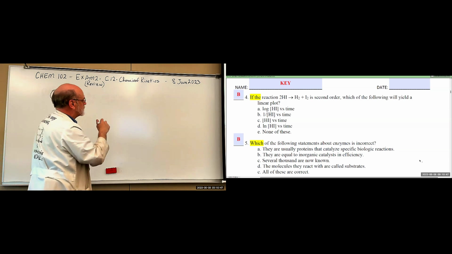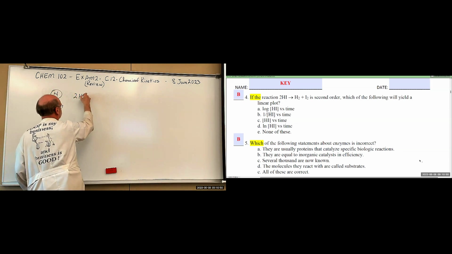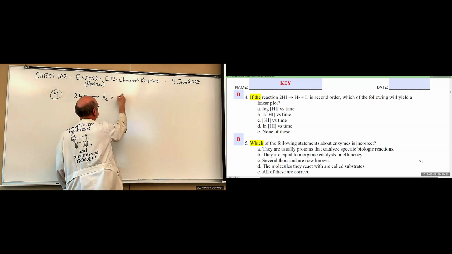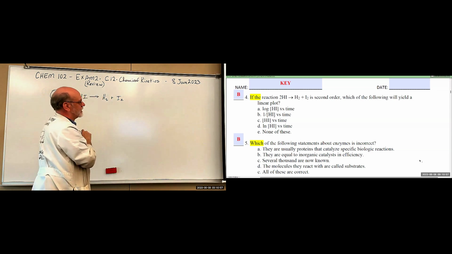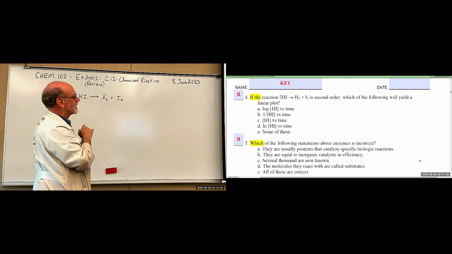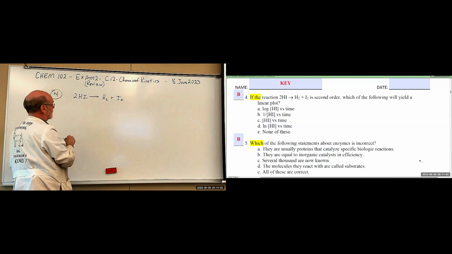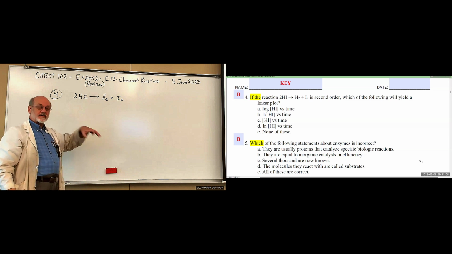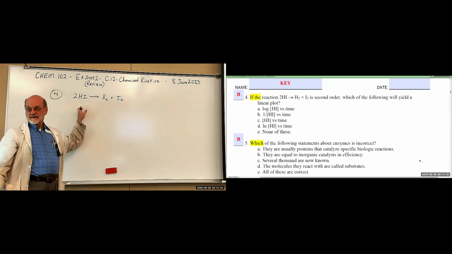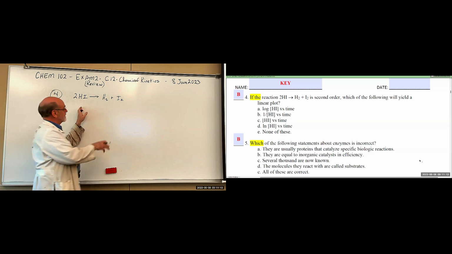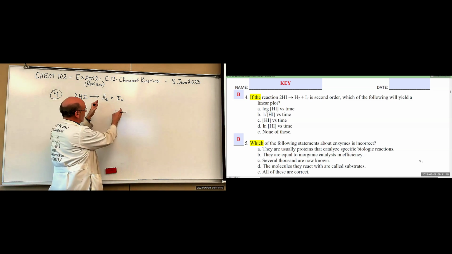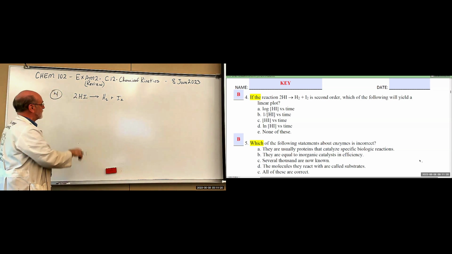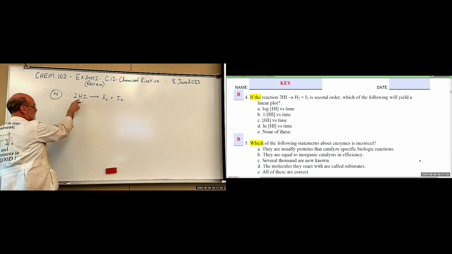Number 4. If the reaction 2HI yields H2 and I2 and is second order, right? Can we do that? Can we say second order here? Yeah, because usually the order references the reactants. If we said it was second order and we didn't know that, then we'd have to say something about these together. And that's a little more difficult. So it's second order with respect to HI.